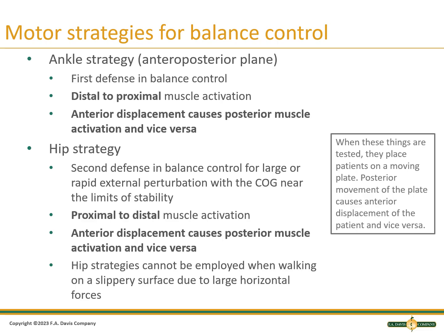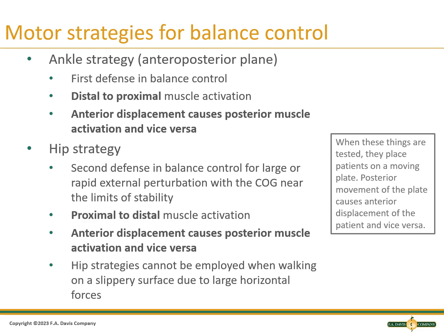Hip strategies respond to perturbations that require more balance control than what the ankle strategies can provide and kick in second. With hip strategies, we see a proximal to distal muscle activation with anterior displacement causing posterior muscle action to correct, and then vice versa. So if we have a posterior displacement, we would have anterior muscle action. Hip strategies cannot be used when walking on a slippery surface because of the horizontal forces, and that's part of why we have decreased balance on slippery surfaces, because we've lost one of our strategies.